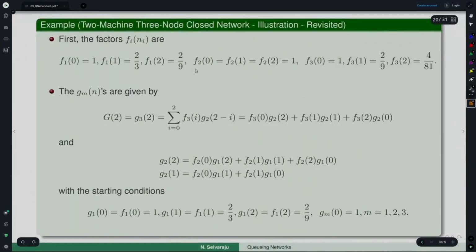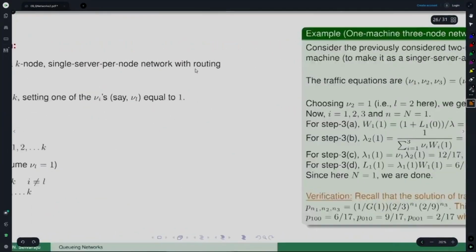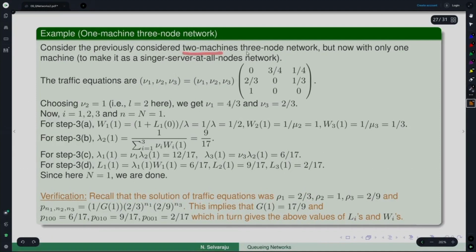Now, with that understanding, we will take up the same example, 2 machine 3 node network, but now with 1 machine. So, it becomes a 1 machine 3 node network. The traffic equation then is nu is equal to nu times R, where R is the matrix for the values that we have assumed. We will choose nu 2 equal to 1. When we solve for rho also, we pick rho 2 equal to 1 and we obtain the other ones. Similarly, nu 2 equal to 1 we pick, which means L is 2 in this particular case, that is, we pick it as the normalizing node. So, nu 1 is 4 by 3, nu 3 is 2 by 3.